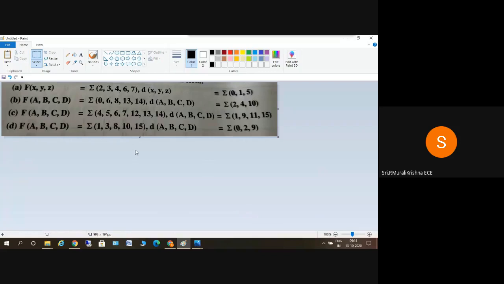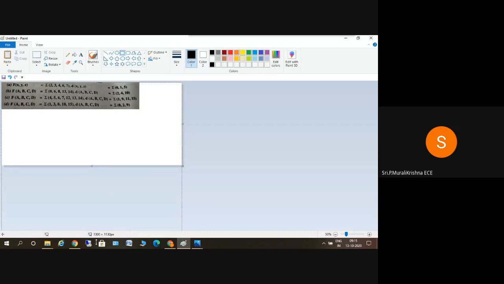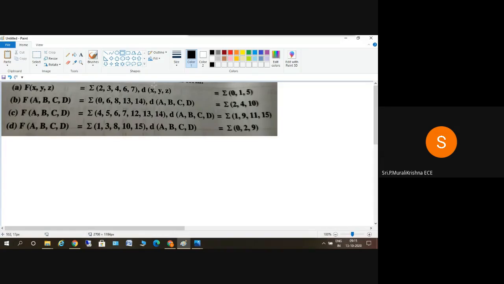Okay. So these are the problems here. So what is the first one? So f of x, y, z is equal to... I'll straightaway draw the Kmap here. So we'll make it fast. It may take a little time, but I want you to solve all the problems.